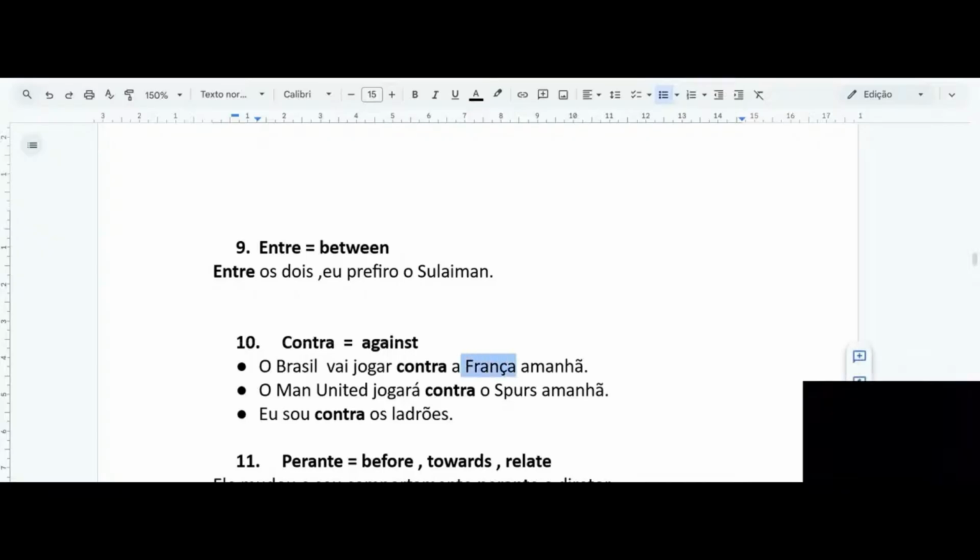France. So, o Brasil vai jogar contra a França amanhã. Okay? O Brasil vai jogar contra a França amanhã. I was going to clean this sentence because of jogará. Okay, jogará is the same as vai jogar. For now, you guys won't understand. When you get to the future, then you remember this was what Senior Samuel was saying. So jogará is the same as vai jogar.